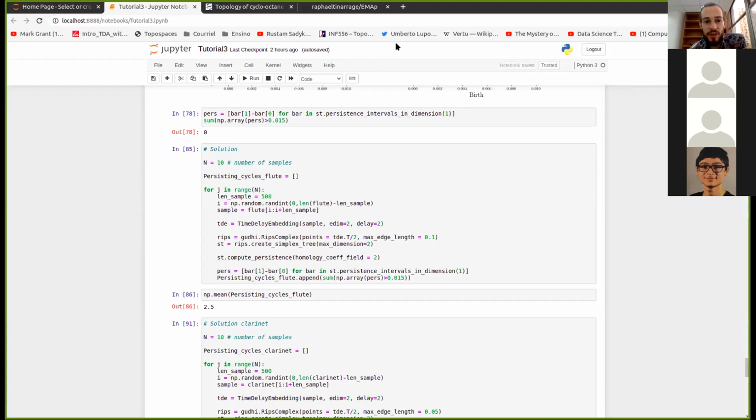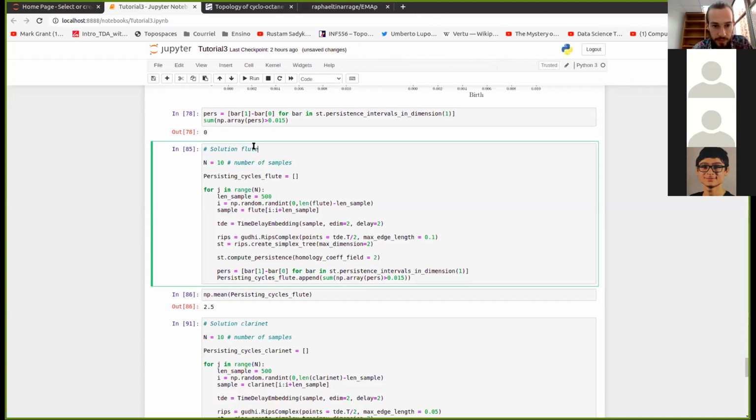Yes. Awesome. Okay. So I asked you to compute the number of cycles with large persistence for a few samples of each instrument. I start here with the flute. I define this list here. I will take 10 samples, let's say it takes just 5 for the example. I create this list where I will put the number of cycles with large persistence.